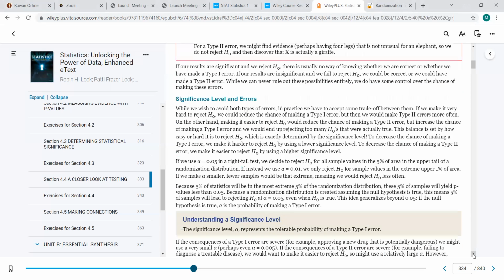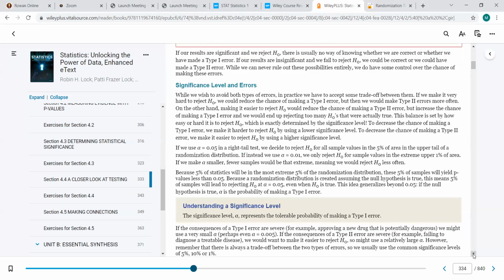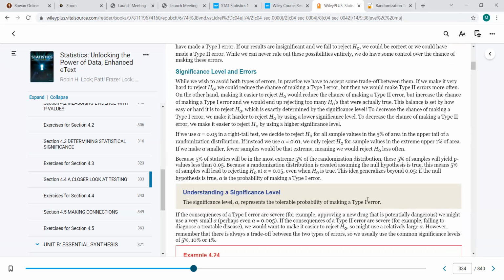So the significance level is the probability of making a type 1 error. It says it right here. Significance level alpha, that's what we talked about in section 4.3. It's the tolerable probability of making a type 1 error, right? Sort of our limit. So we're comfortable in rejecting the null hypothesis if the p-value is less than that alpha. We're okay with rejecting.